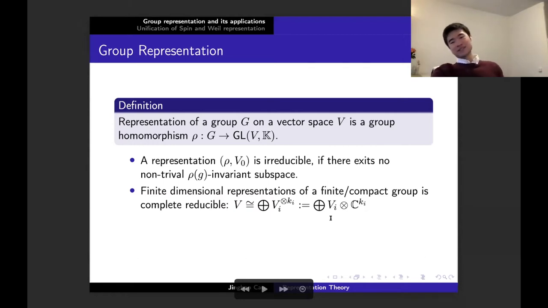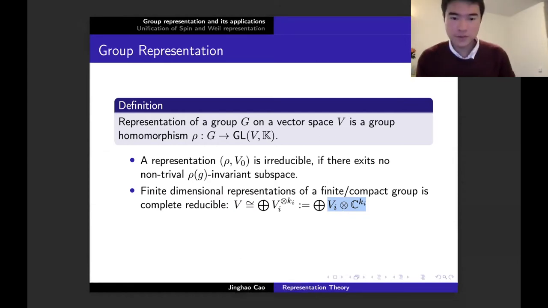multiplicity? It's because if we observe the dimension of one single term, if we fix i, what's the dimension? The dimension would be the dimension of V_i times, because that's a tensor product, the dimension of C^{k_i}. So basically the dimension of this term would be k_i times dim V_i. And that's why we call it multiplicity.